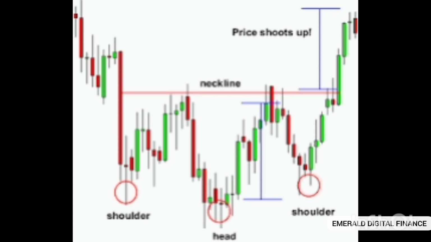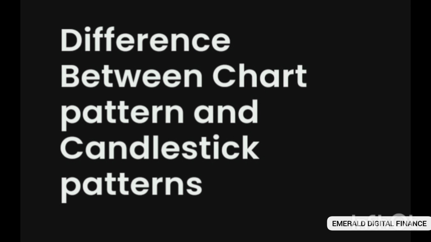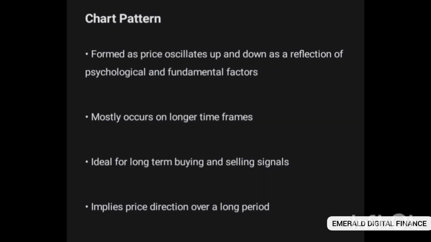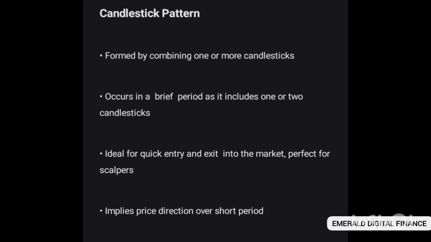So that will be all on the chart patterns I'll be discussing in this particular course. So for clarity's sake, now let's discuss the differences between chart patterns and candlestick patterns. The candlestick patterns are formed by combining one or more candlesticks, while the chart patterns are formed as price oscillates up and down as a reflection of psychological and fundamental factors. Secondly, candlestick patterns occur in a brief period, as they include 1 or 2 candlesticks, while chart patterns mostly occur on longer time frames, so maybe in hours, in minutes, in a day, in a week, in a month, depending on the kind of trade you're opening.